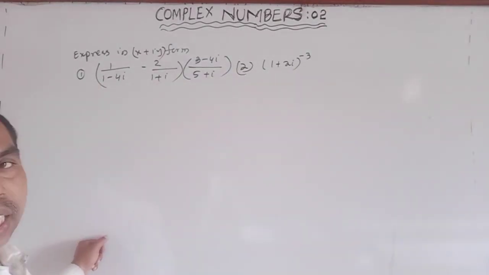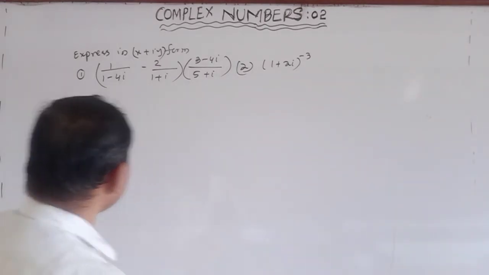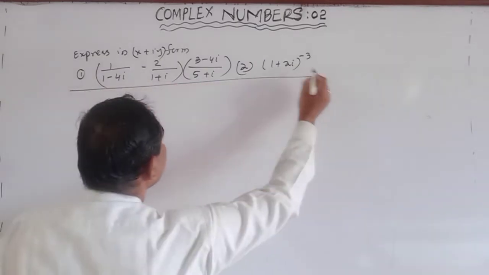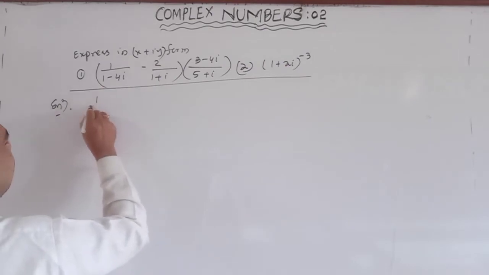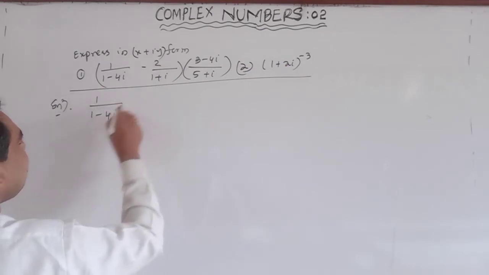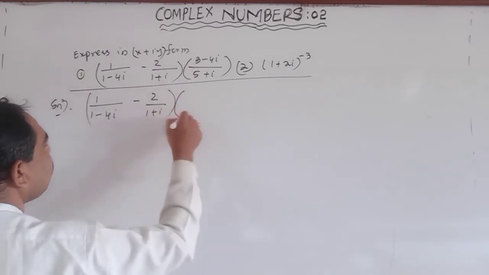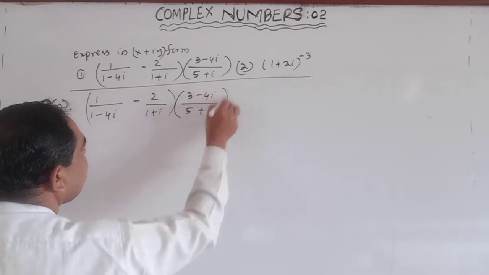Express in x plus iy form. Question number 1 and 2 are given. First, question number 1, take a look. Question number 1 solution: 1 by (1 minus 4i) minus 2 by (1 plus i), whole into (3 minus 4i) divided by (5 plus i). This is the question.